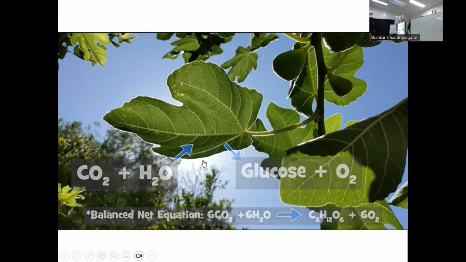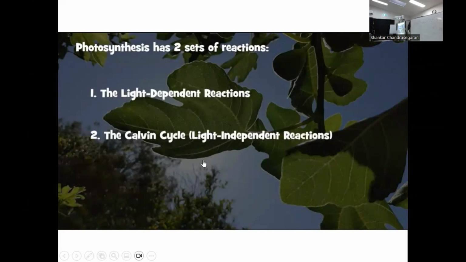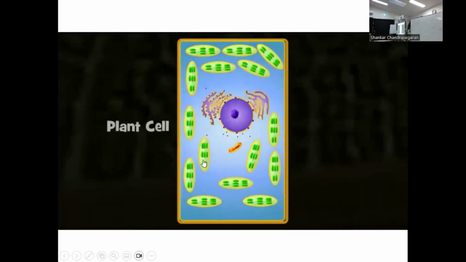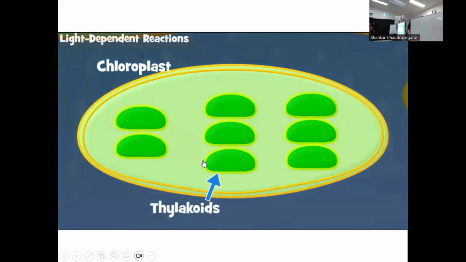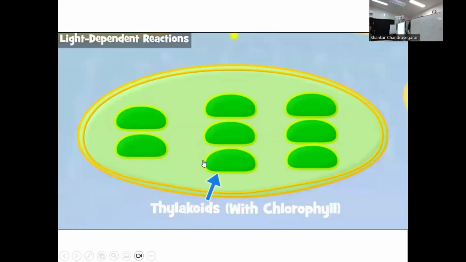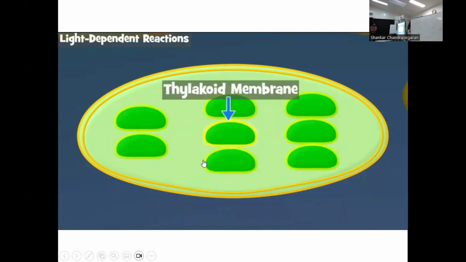Photosynthesis can be divided into two sets of reactions. One, the light-dependent reactions, and two, the Calvin cycle. The light-dependent reactions, as you might have guessed, depend on light. To understand how these work, let's zoom in on a leaf so we can see them happen. Leaves are made of plant cells, and inside of these cells are special organelles called chloroplasts that do photosynthesis. Each chloroplast has many discs called thylakoids with pigments, like chlorophyll, that absorb light. Think of thylakoids as solar panels in the chloroplast. They absorb the light energy from the sun.